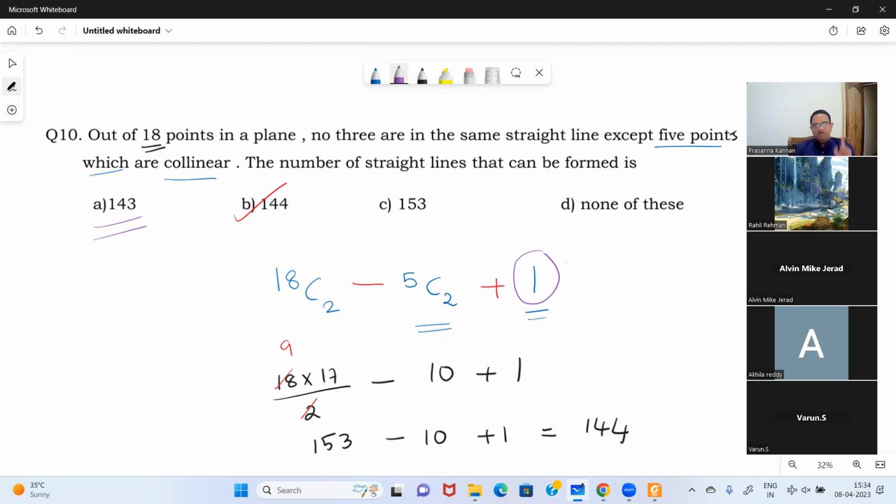I repeat the explanation once again. 18 points are there. If no 3 points are collinear, then any 2 points you combine, you will get one different straight line. So how many such straight lines you will get? 18C2. Why 18C2? Because every time you pick up 2 points, you will get one straight line. But what is given is 5 points are collinear. If they were all non-collinear, you would have got 5C2 different lines, 10 lines. But now they are all collinear, so you don't get different lines. So you subtract 5C2. When you subtract 5C2, you eliminate all the lines which are possible with those 5 points. But then all those 5 points together will create one line. So that's why you add one. Then simple calculation, you get 144.